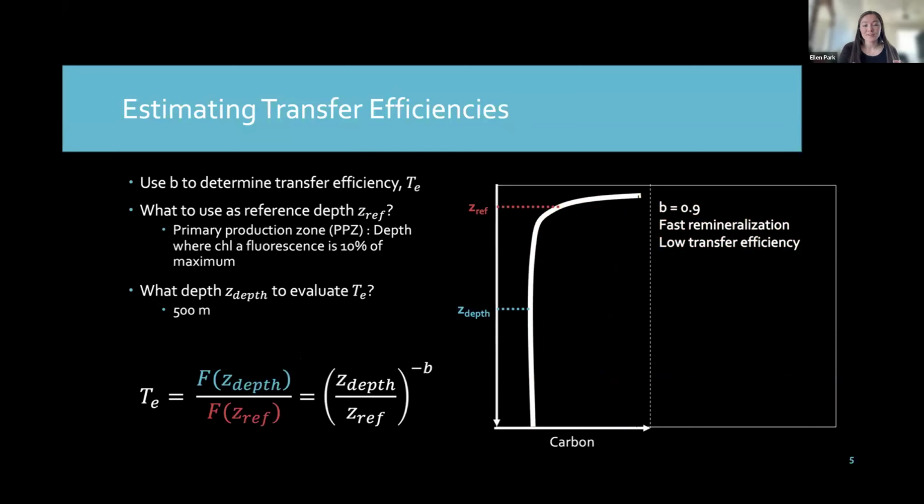So once we know this b value, we can estimate the transfer efficiency using the ratio between two depths. And when we're thinking about carbon too, there's this big question of what we should use as a reference depth. For the Martin curve, it was typically done with 100 meters, but here we'll be using the primary production zone, which is defined as the depth where chlorophyll a fluorescence is 10% of its maximum. And we'll be evaluating the transfer efficiency at 500 meters.